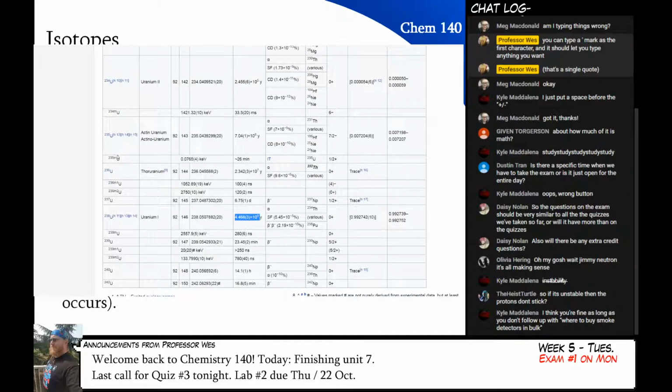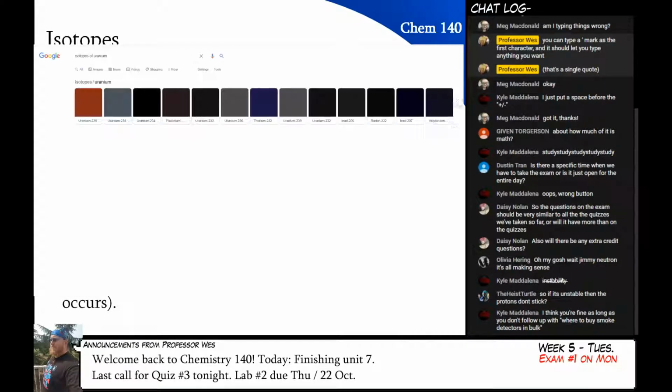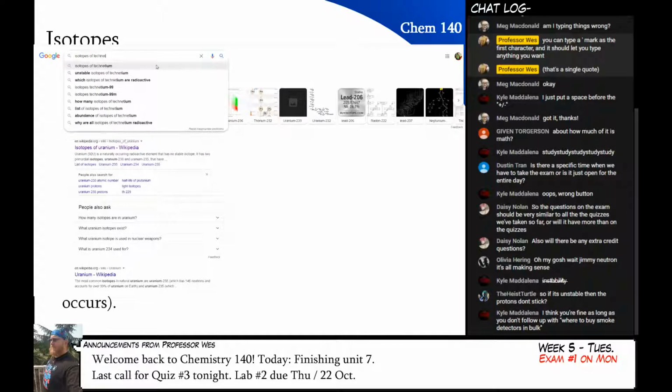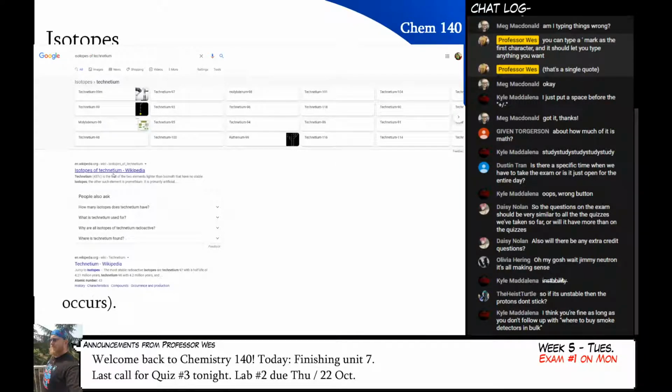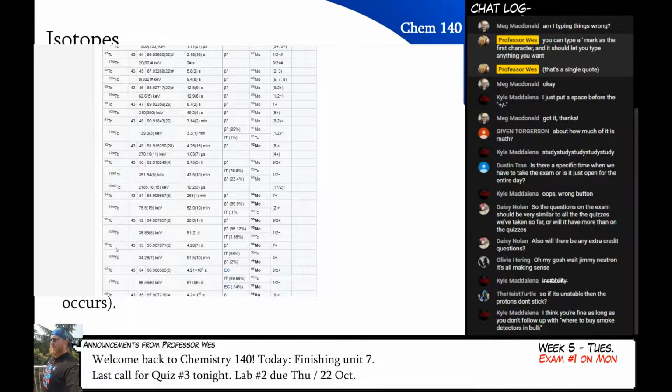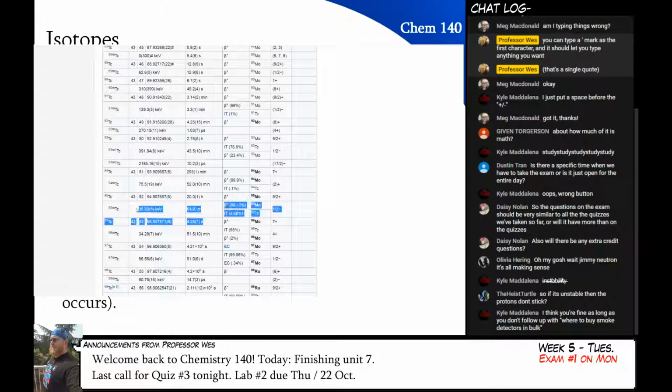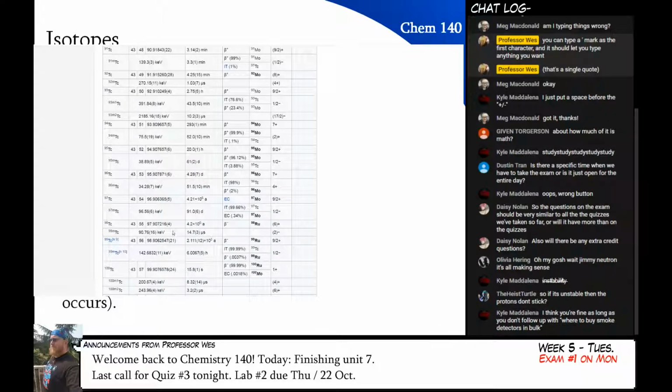But other elements, for example, let's talk about technetium. Technetium has no stable isotopes. So if I go down this list, you'll find that the most stable one is roughly 42 minutes. Oh, no, there's some that are days. Here we go. Okay. So this one is 61 days or so. Oh, no, there's some that have years here. So this one right here is about 4 million years. If you see the abbreviation A, that means annum.